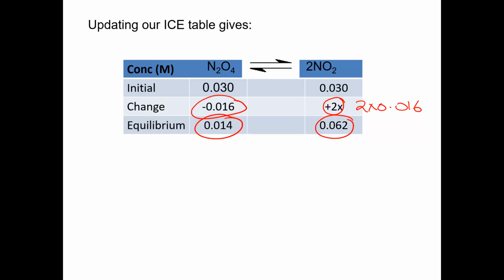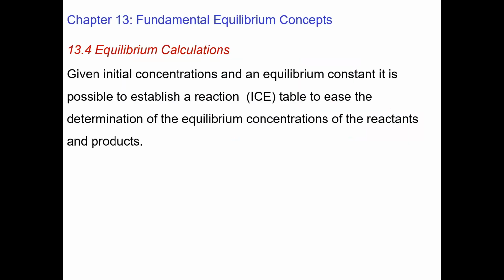So it was a little bit more complicated in this case because we had to calculate Q in order to know the direction that the system was changing. Okay, so that concludes the section on equilibrium calculations. But the take-home idea here is that if we are given initial concentrations and an equilibrium constant, we can set up an ICE table, and that will help us determine the equilibrium concentrations of all of our reactants and products.